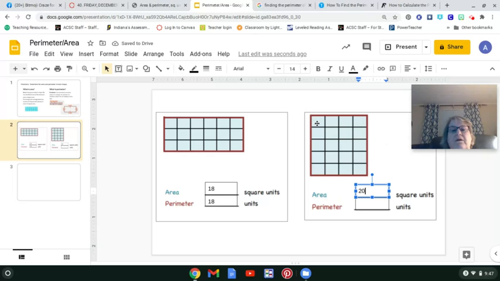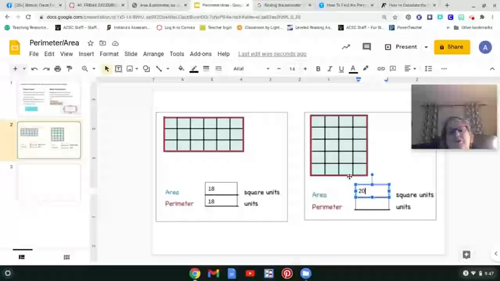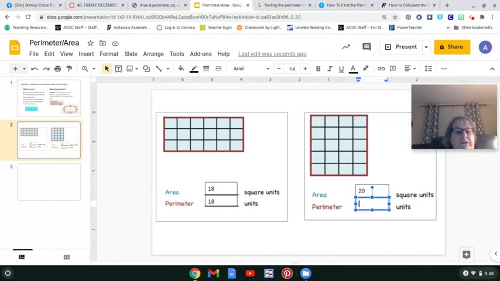Now, let's look here. We've got 4 going across. So this is going to be 4 on this side, which means that this side will also be 4. 1, 2, 3, 4. And then on this side, we've got 5. And over here, we would have 5. So we're going to go 4 plus 5 is 9. 9 plus 4 is 13. 13 plus 5 is 18. So in this one, we're going to get a perimeter of 18.